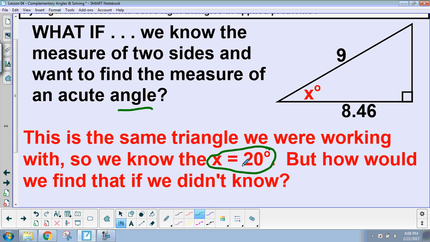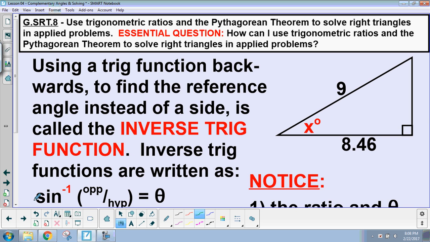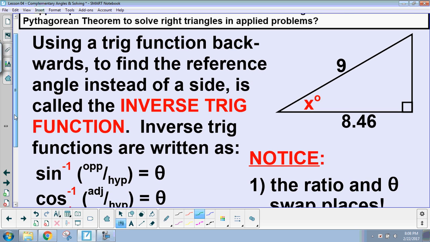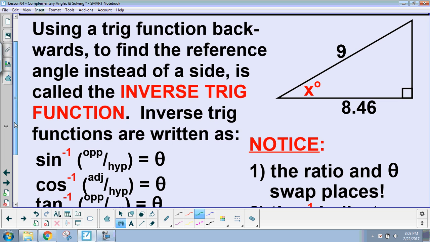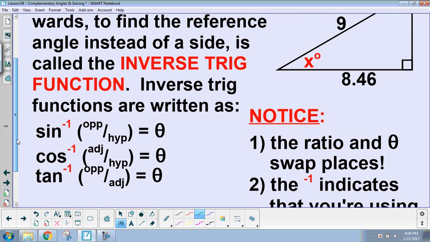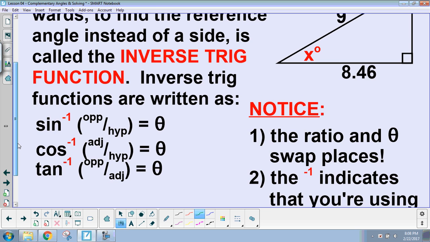Here's your trig inverses, or inverse trig functions. Using trig function backwards to find the reference angle instead of side is called the inverse trig function. Inverse trig functions are written as sine inverse, cosine inverse, and tangent inverse.